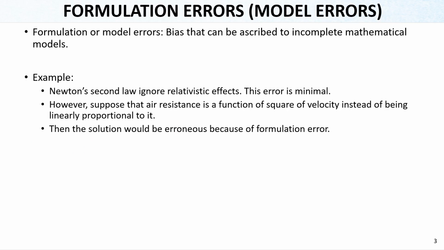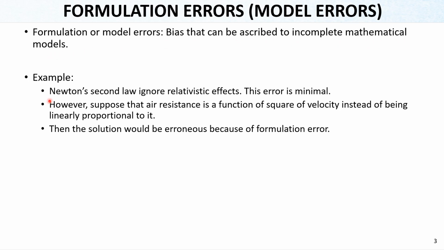Another error type, apart from the round-off error, truncation error, and blunders, is the formulation errors, or we call them model errors. These are simply errors which are because of avoiding or ignoring some physical aspects or some theoretical aspects, which can be considered a very small effect on the results. So a bias that can be ascribed to incomplete mathematical models.